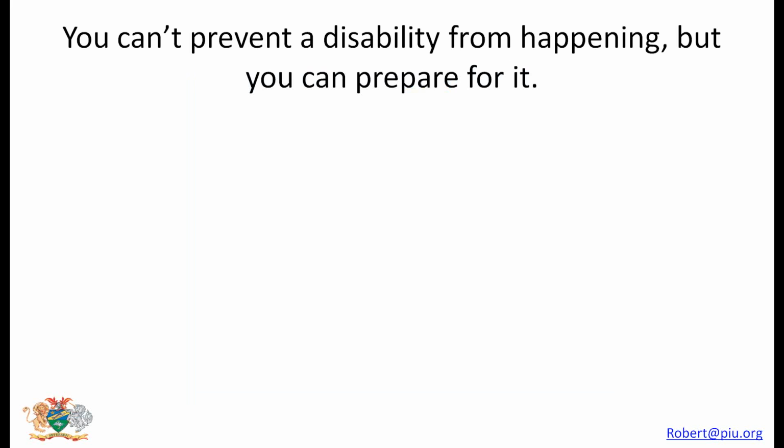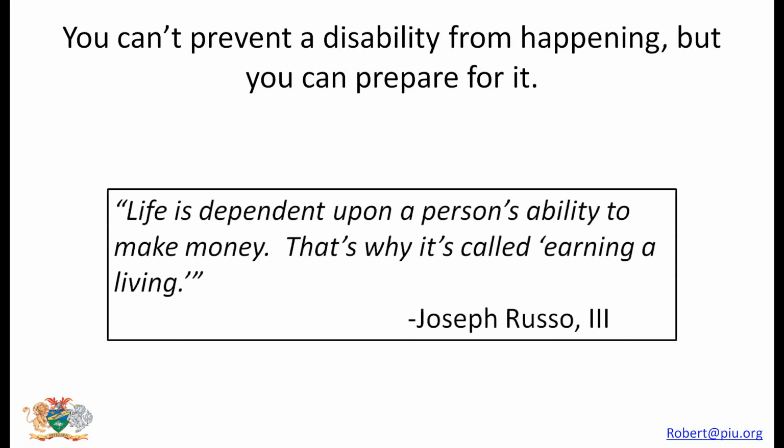So you can't prevent a disability from happening. There's absolutely no way. But the one thing you can do is prepare for it and make sure your clients are prepared for it. A great quote that I often refer to, and one that just seems to have an even stronger impact every time I read it, is this: life is dependent upon a person's ability to make money. That's why it's called earning a living.